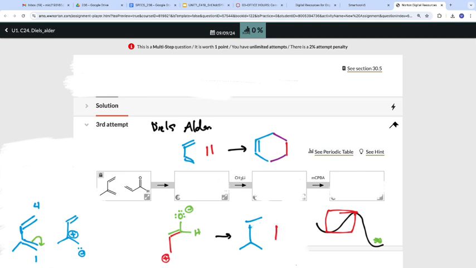What do we say? There's purple, there's purple. There's our green hanging on. There's our double bond there. That's the only product we get.